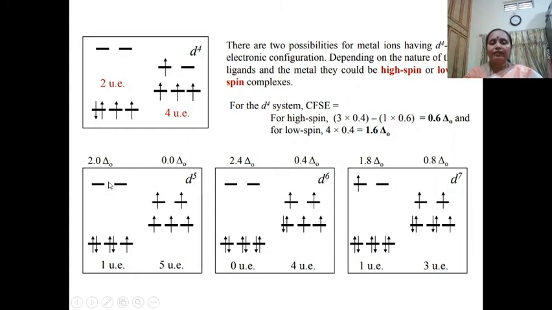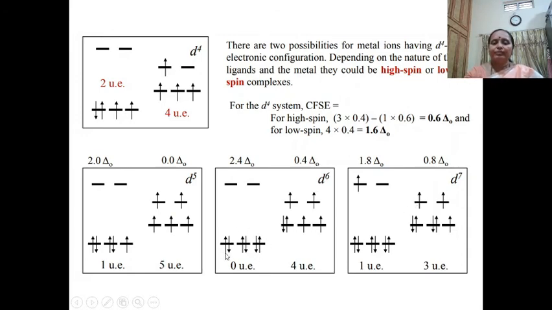In case of d5, in case of a strong field, it will have a low spin. Since I am having 5 electrons, 5 into 0.4 comes to be 2. So this is going to be 2 delta naught. Likewise, in case of a high spin one, I'll be having 3 electrons in the T2g, 3 into 0.4, and I'm having 2 into 0.6. So it gets cancelled, and in this case it is going to be 0. So this is how I'm going to calculate for d6 and d7.